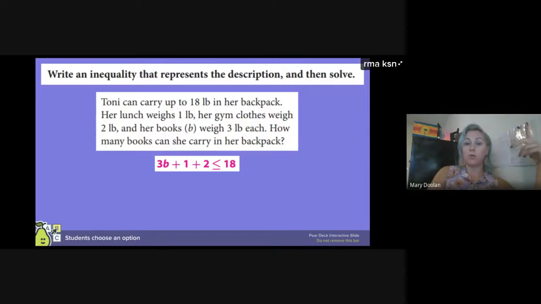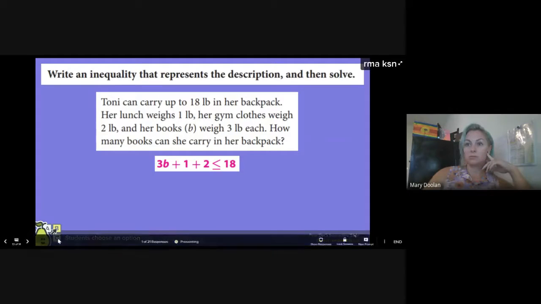So what you want to do is look for a pair of like terms that are on the same side together. 1 and 2. Those are like terms. They're next to each other. Same side, same operation. You're going to add them. 1 plus 2. That's going to change your inequality to 3b plus 3 is less than or equal to 18.